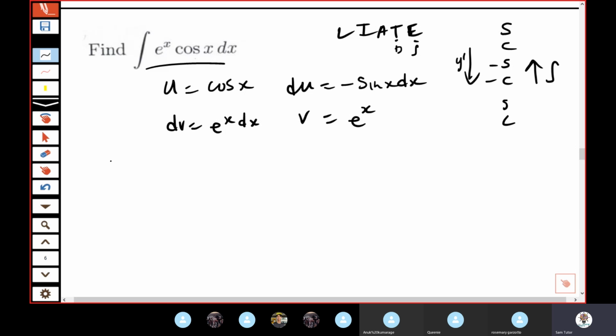So let's see. This one here becomes e to the x cos x minus the integral of these two multiplied. Well, a negative and a negative makes it into a positive now. So you've got plus e to the x sine x dx. So you've pretty much, like I said, got a similar expression to the first one.